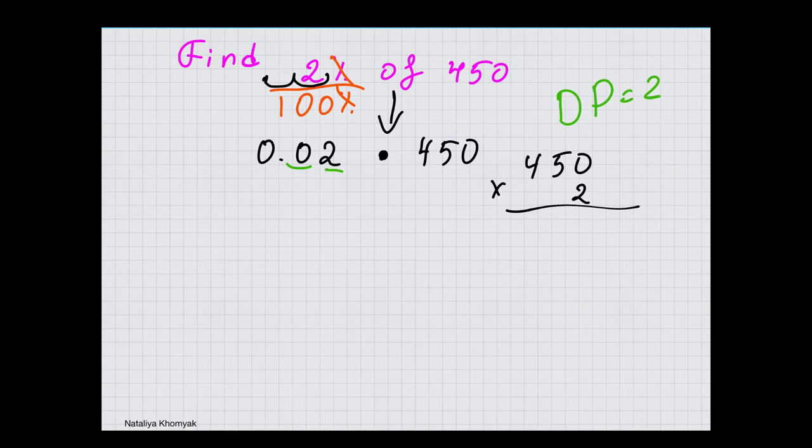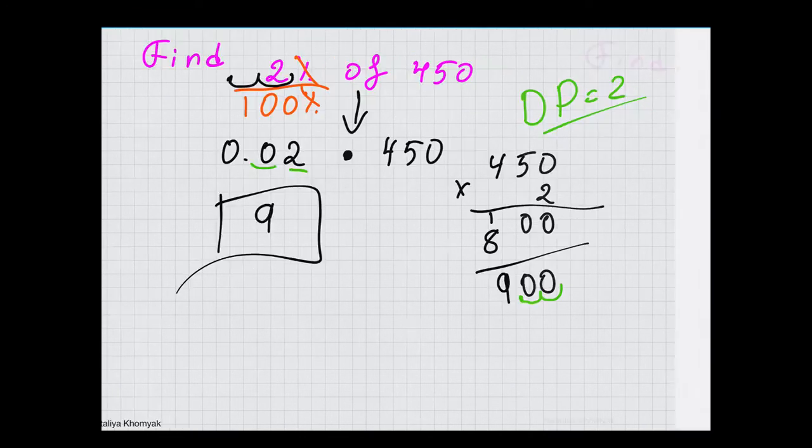Then we take 450 and we multiply it by 2 as if it was a whole number. So now we get 2 times 0, 0. 2 times 5, we get 10. 2 times 4, 8. So 900 would be the product. Before you move on, you have to give the 2 decimal places back. So 1, 2. So 9 would be the solution to this problem.